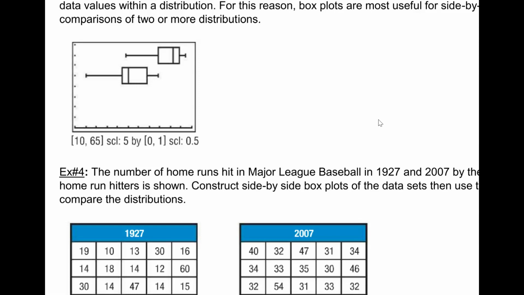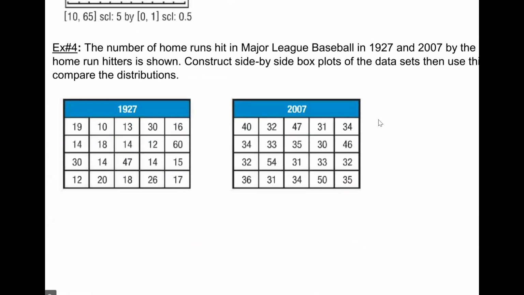So here we can compare the number of home runs in MLB in 1927 and 2007 with the top 20 home run hitters shown. All right, so we're going to construct side-by-side box plots of the data sets and then use this to compare the distributions. Okay. It's a lot of numbers. Whew, it's like 20 for each.